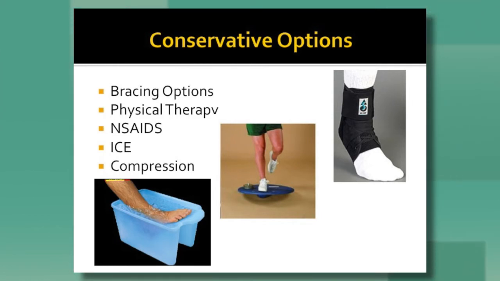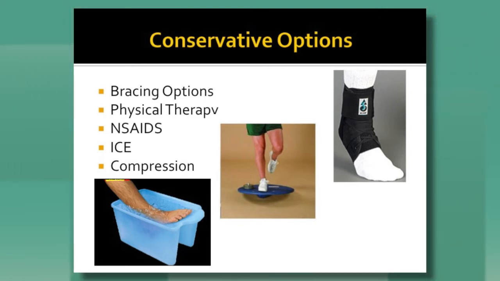And I try to convince most of my patients to at least go to 2 or 3 therapy sessions, because they have different modalities available that you simply don't have at home. One of my favorite options is this device right here, which is called a BAPS board. And it's a balancing board with a ball on the underside of it, which allows you to develop proprioception and strength of the lateral ankle ligaments.